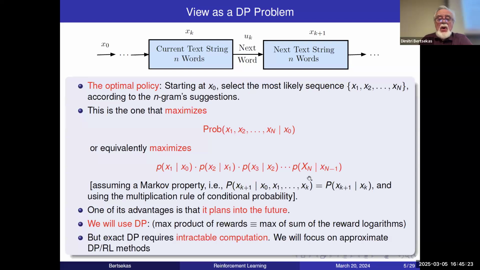Now, whether you're looking at products or sums of logarithms, you still have the generic problem of exact dynamic programming, namely intractable computation. And this motivates approximate dynamic programming and reinforcement learning methods of the type that we have been discussing in this course.